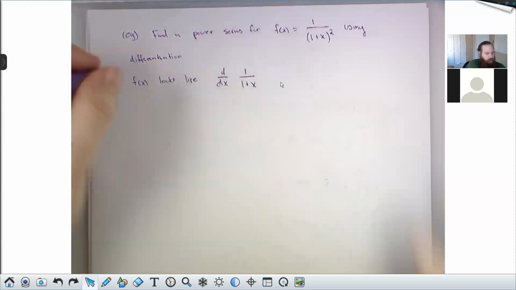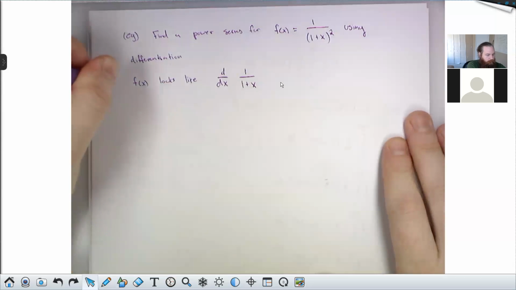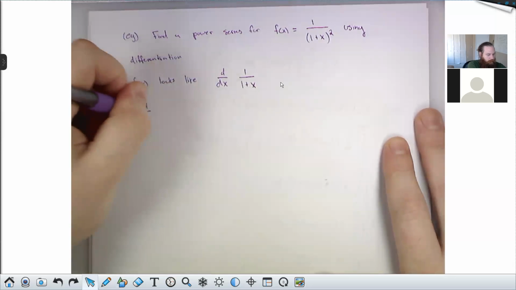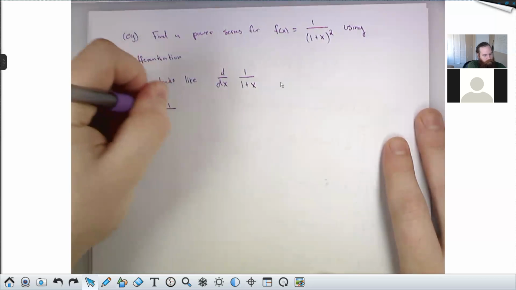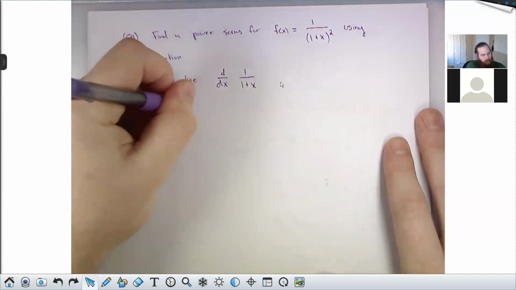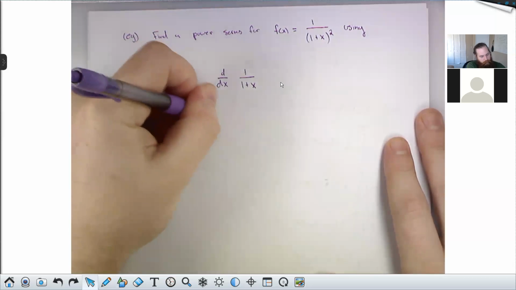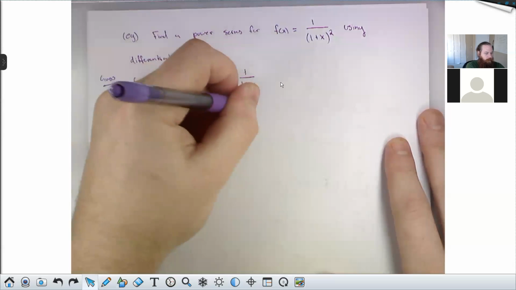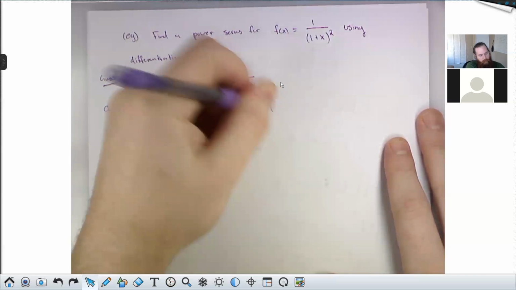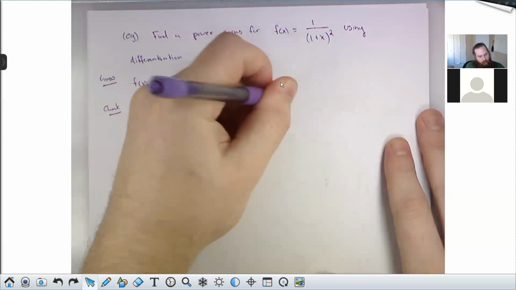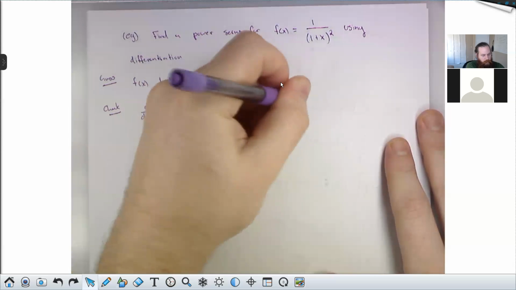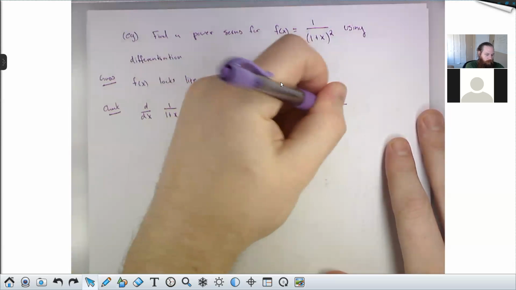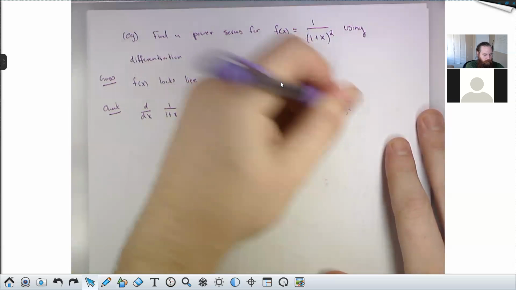Now I'll actually differentiate this to check. If I take the derivative of 1 over 1 plus x, I'll do it with the chain rule. That's the derivative of 1 plus x to the negative first. I get negative 1 times 1 plus x to the negative 2 times 1 by the chain rule. So this is negative 1 over 1 plus x all squared.